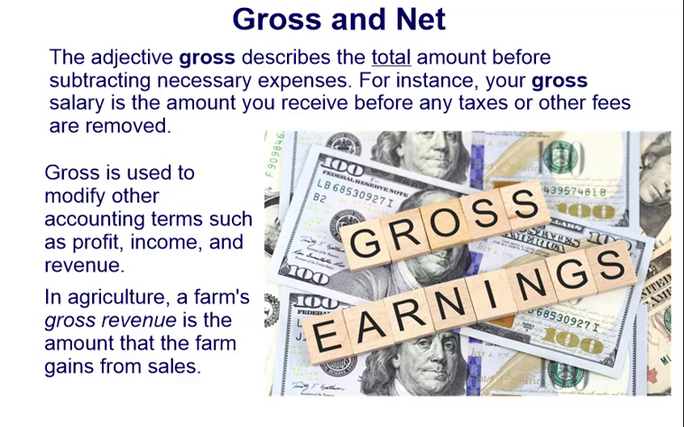Gross and net. The adjective gross describes the total amount before subtracting necessary expenses. For instance, your gross salary is the amount you receive before any taxes or other fees are removed. Gross is used to modify other accounting terms such as profit, income, and revenue. In agriculture, a farm's gross revenue is the amount that the farm gains from sales.